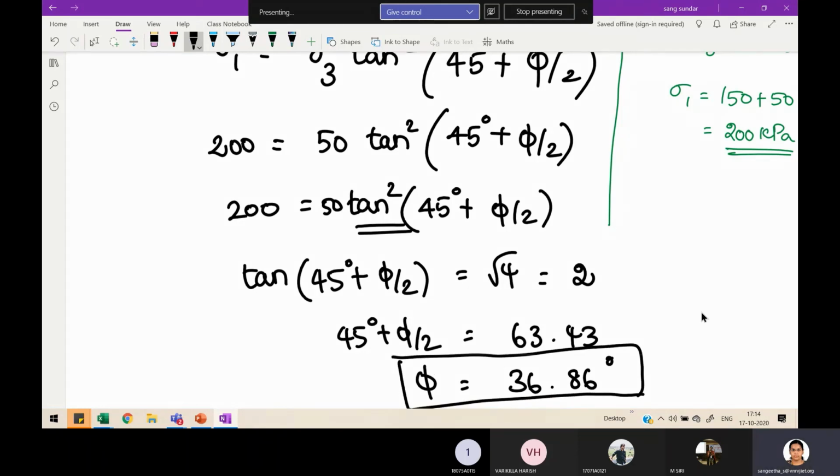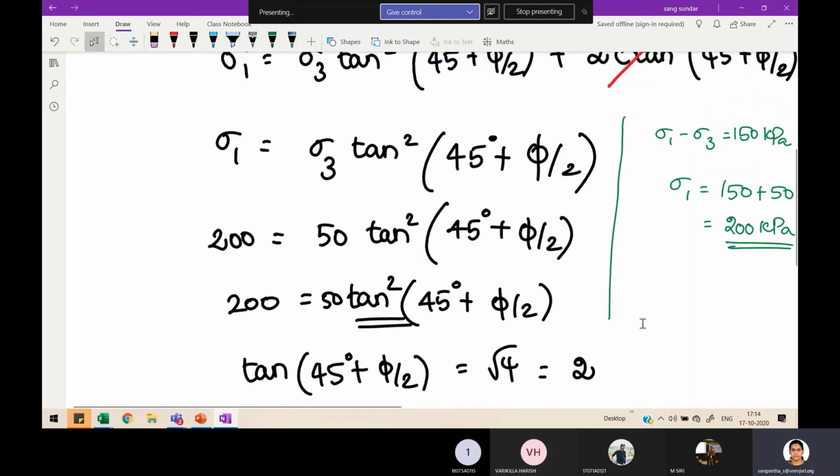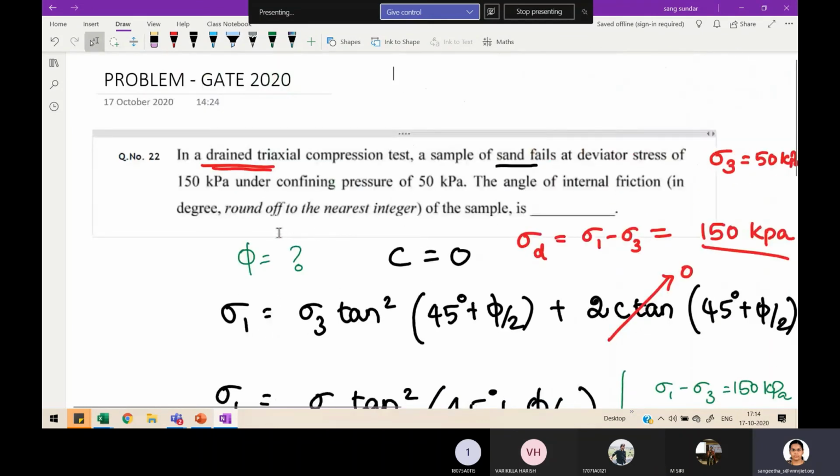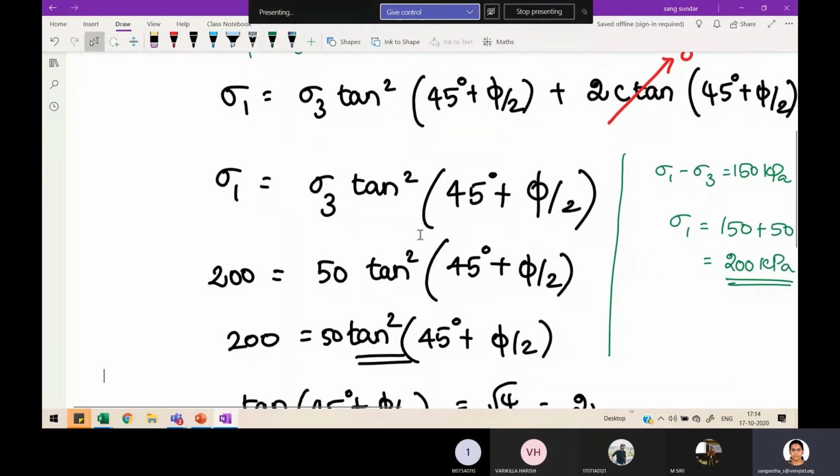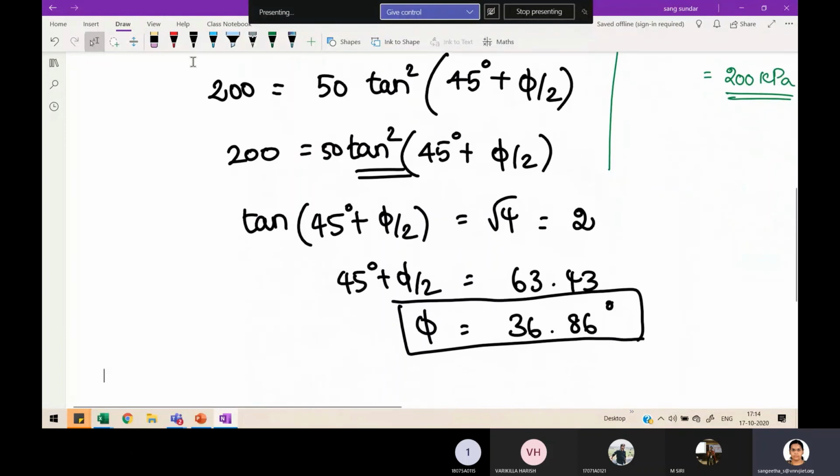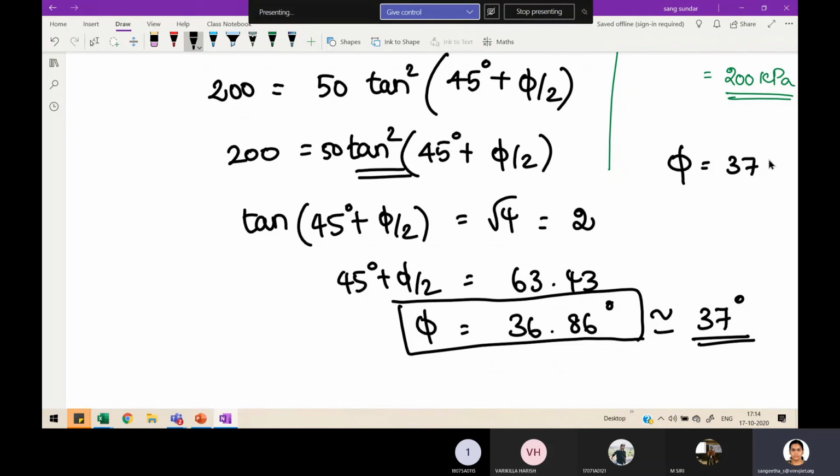But in the question, what decimal places accuracy are they asking for? Round off to the nearest integer. So the nearest integer, a whole number, you have to consider. So what is the nearest integer? Which is equal to 37 degrees. So the angle of internal friction of your soil is 37 degrees. So that's your answer. Okay.